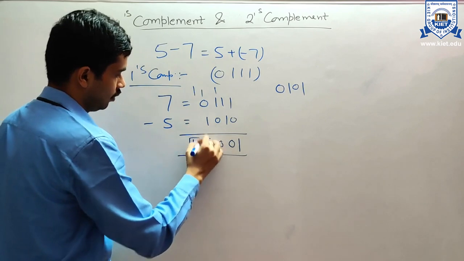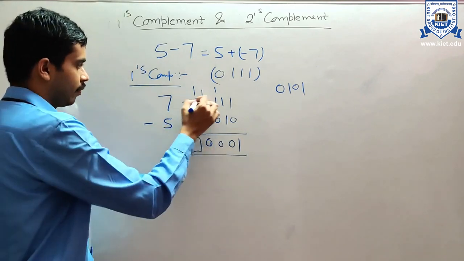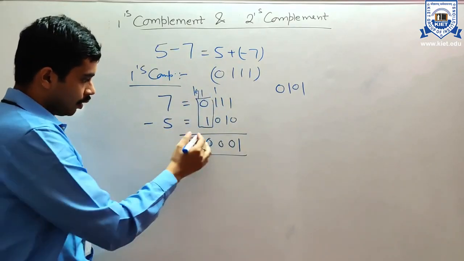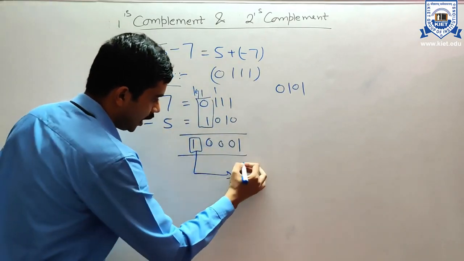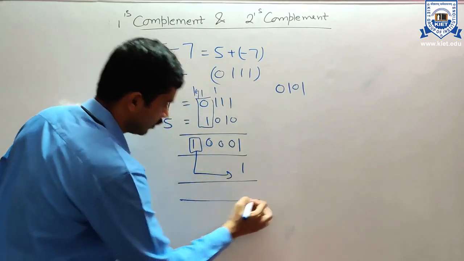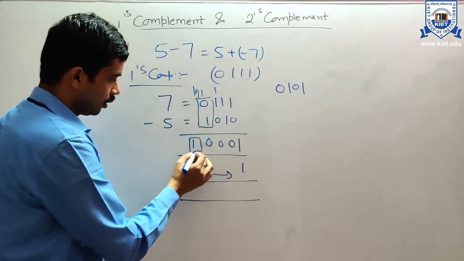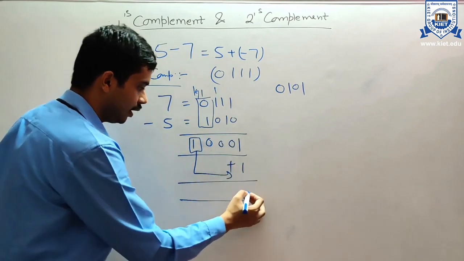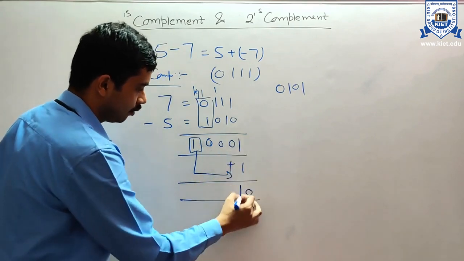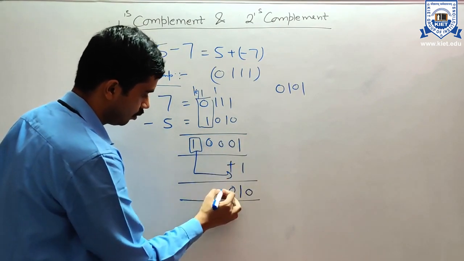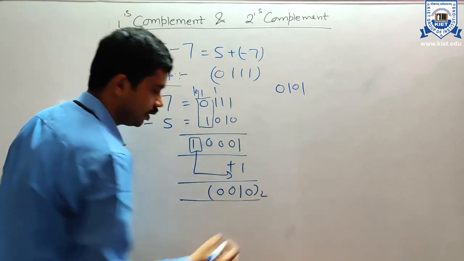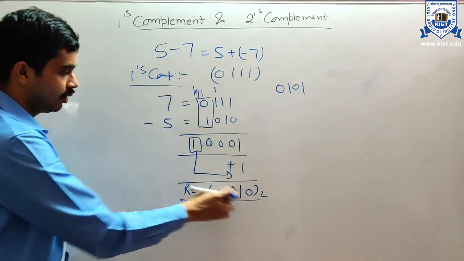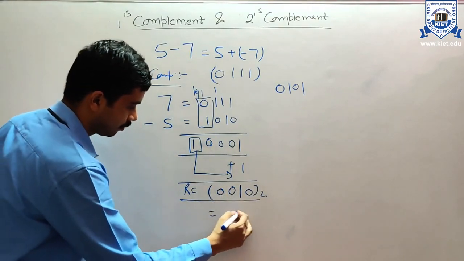Now an end carry is generated. After this we got this carry, so this carry will be added to our result. We remove it from here and add it into our result. What do we get? 0 0 1 0 after adding the carry. So this is our final result, and you can see 7 minus 5 is plus 2.